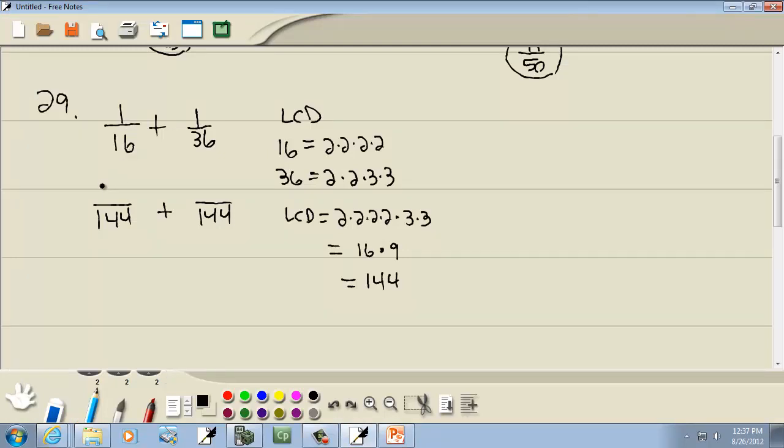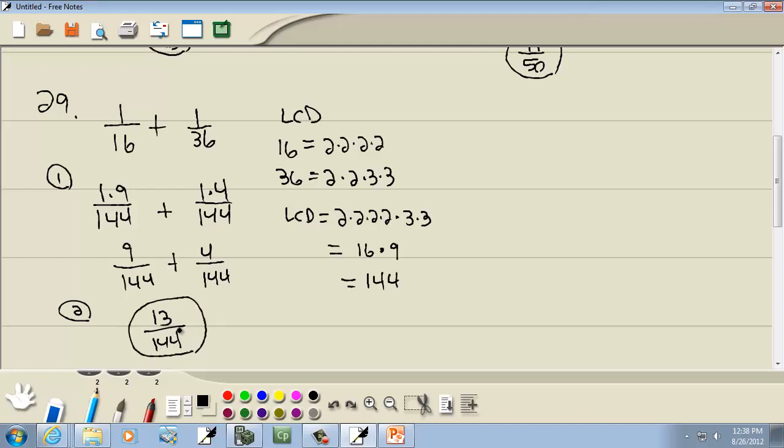So we have to multiply the top part by 9. So we take 1 times 9. Now here we multiplied this by 4, so we have to multiply the top part by 4. So that gives us 9 over 144 plus 4 over 144. Well, now that they have the same denominator, I can add together the top parts. 9 plus 4 is 13 over 144. And 13 is prime, so this does not simplify yet again.